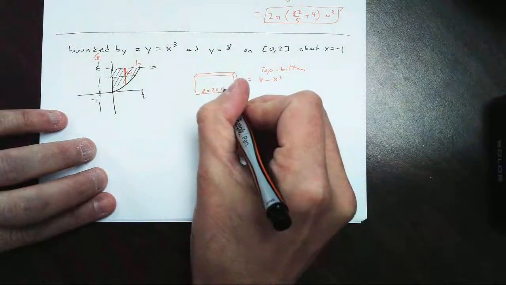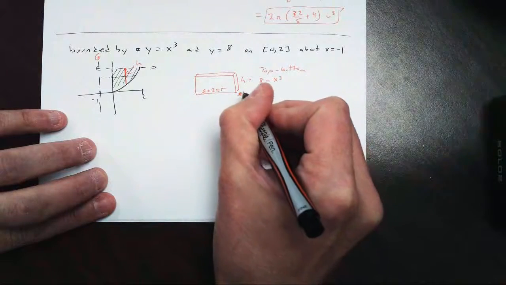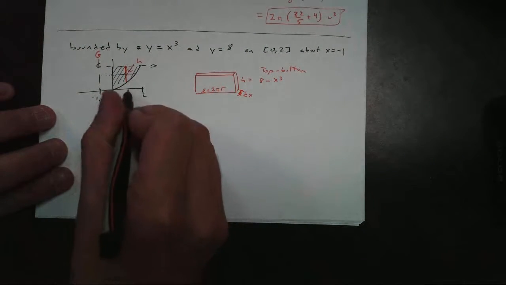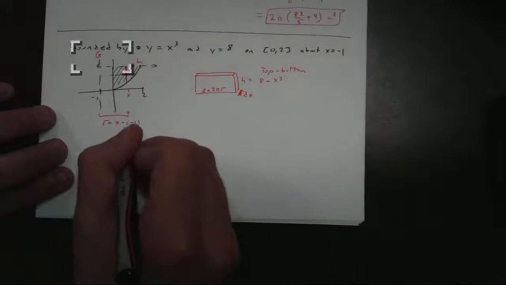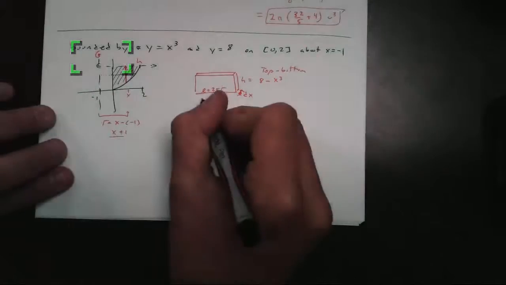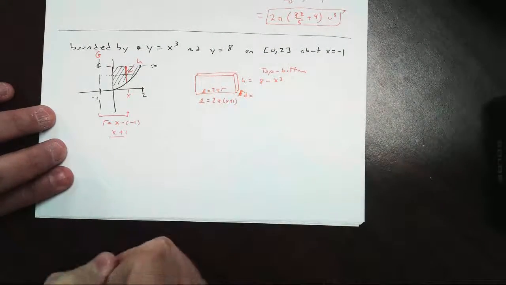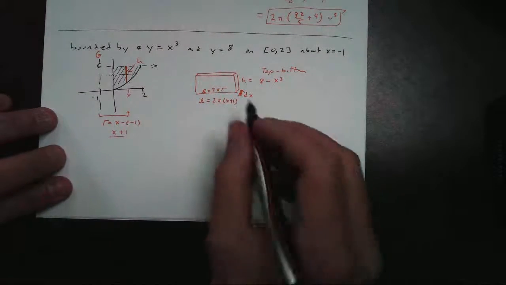Remember, this is 2 pi r. So we know the width here is just going to be dx because we're in terms of x. So to get the radius, same way, that's just some x value. So that's just going to be r equals x minus a -1, or x plus 1. So my length is 2 pi times x plus 1. And watch how quick these are to set up. See, once I got all that information here, I got my answer.